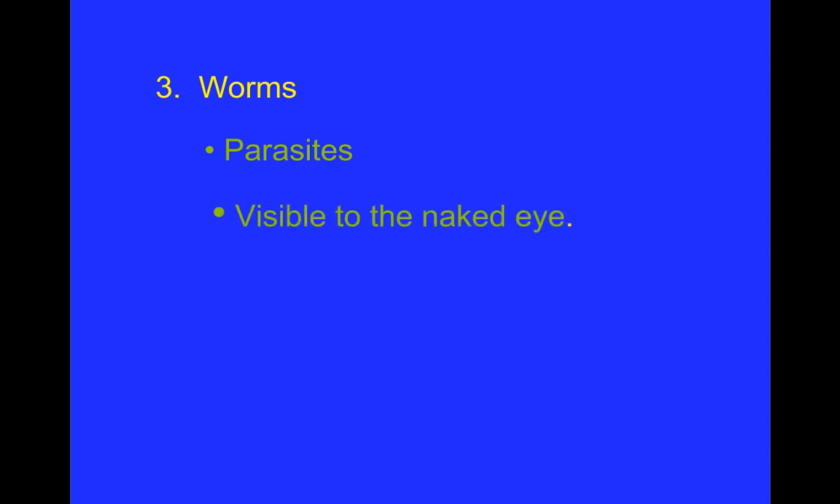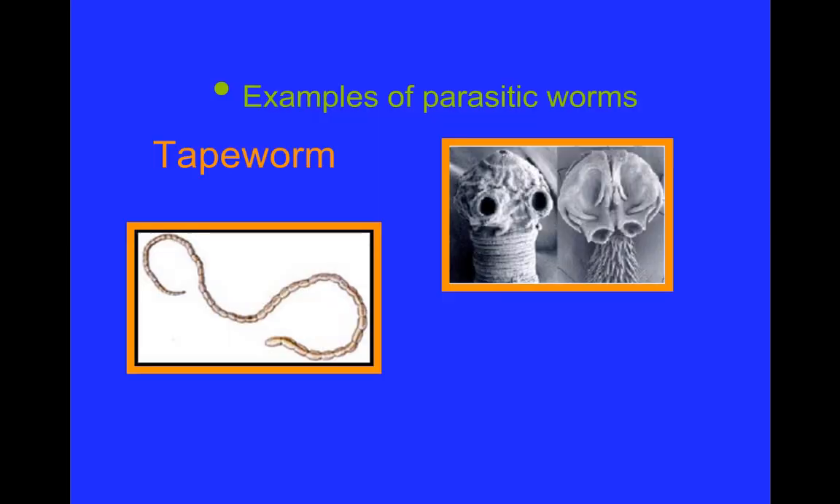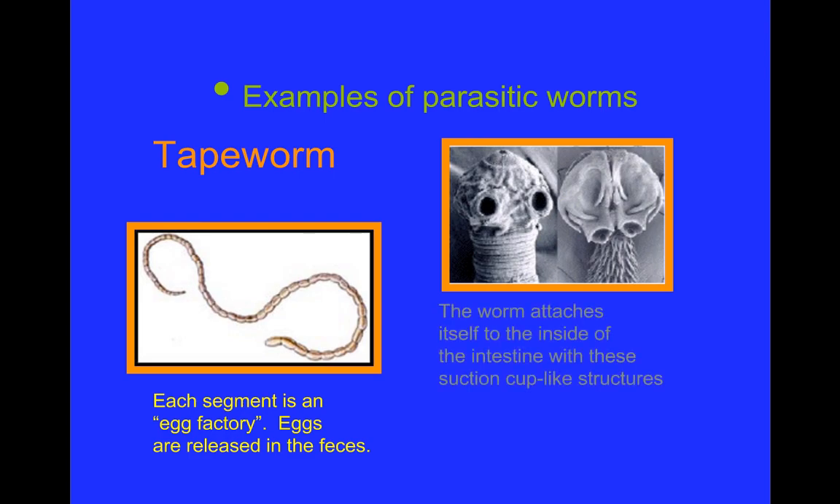And worms could be parasites that actually are visible to the naked eye, so we can actually see them at times. Some examples of worms are tapeworms, where eggs are released in the feces, and the worm will attach itself to the intestine with these suction cup-like structures, and they'll actually steal food from you to live off of. And they will reproduce, and they will continue to steal food until the tapeworm is removed.